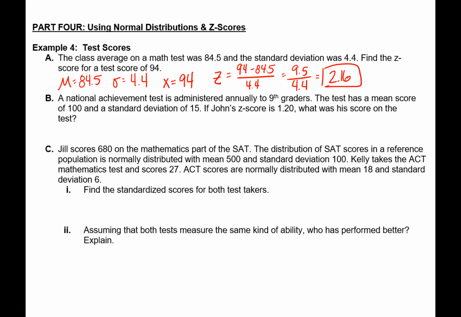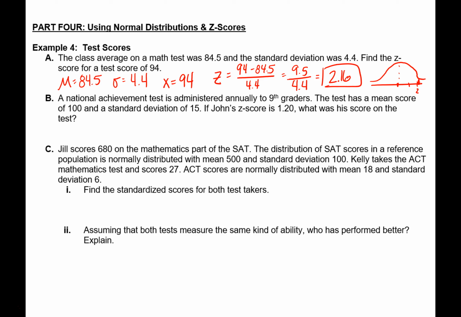So that means then, if we think about our normal distribution from 0, that's a pretty good score because it's more than 2 standard deviations. That's way up there. That's a nice score. All right, so let's build on that a little bit.